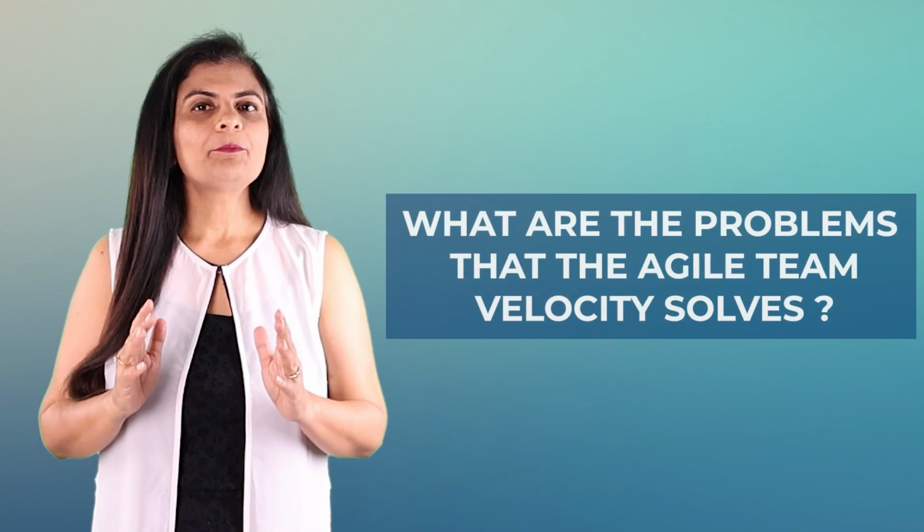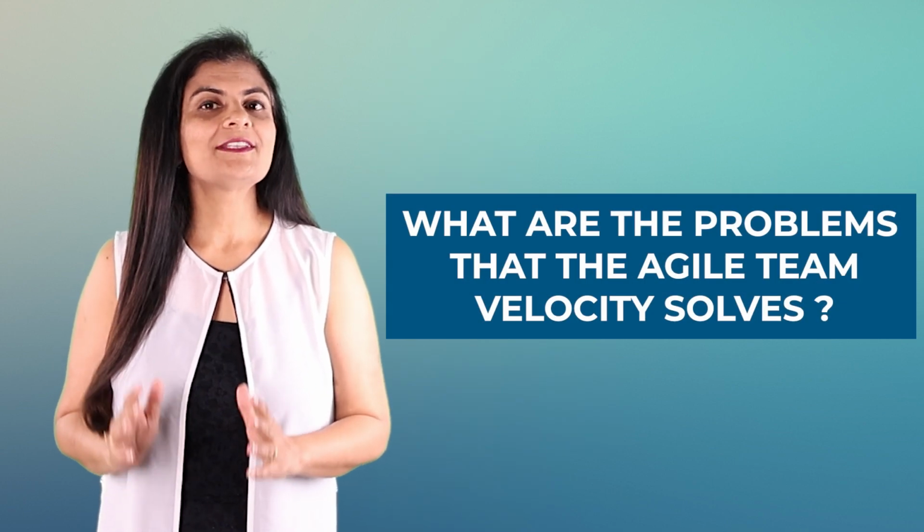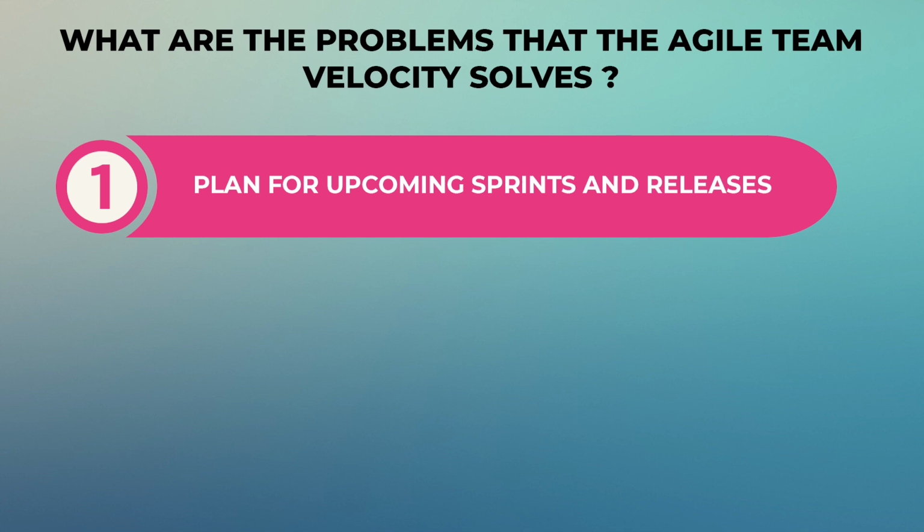That's absolutely correct. Now, coming to the second part of this discussion, I think we understand what velocity is and how to calculate it. Now, let's come to the second point, which is what problems the agile team velocity solves. If I think about it, there are 3 major areas. First, to help the agile team plan for the upcoming sprints and releases, and to figure out how much work they can accomplish in a particular milestone if that is already set.